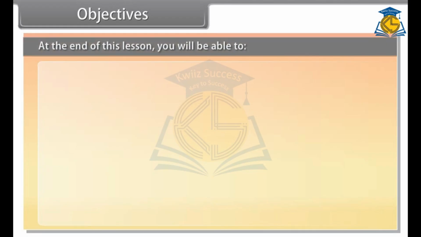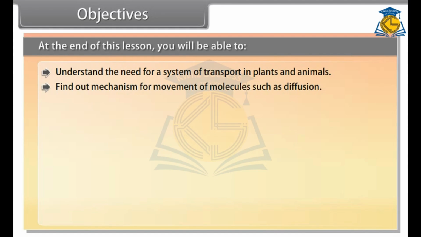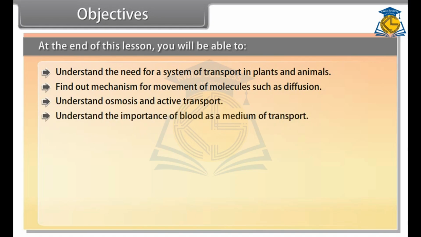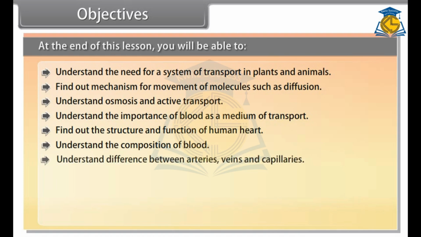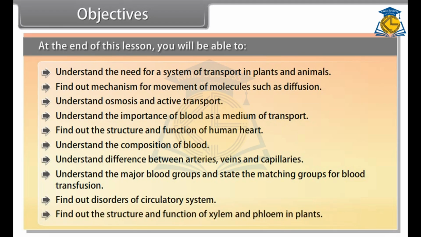At the end of this lesson, you'll be able to understand the need for a system of transport in plants and animals, find out mechanisms for movement of molecules such as diffusion, understand osmosis and active transport, understand the importance of blood as a medium of transport, find out the structure and function of the human heart, understand the composition of blood, understand the difference between arteries, veins and capillaries, understand the major blood groups and state the matching groups for blood transfusion, find out disorders of the circulatory system, and find out the structure and function of xylem and phloem in plants.